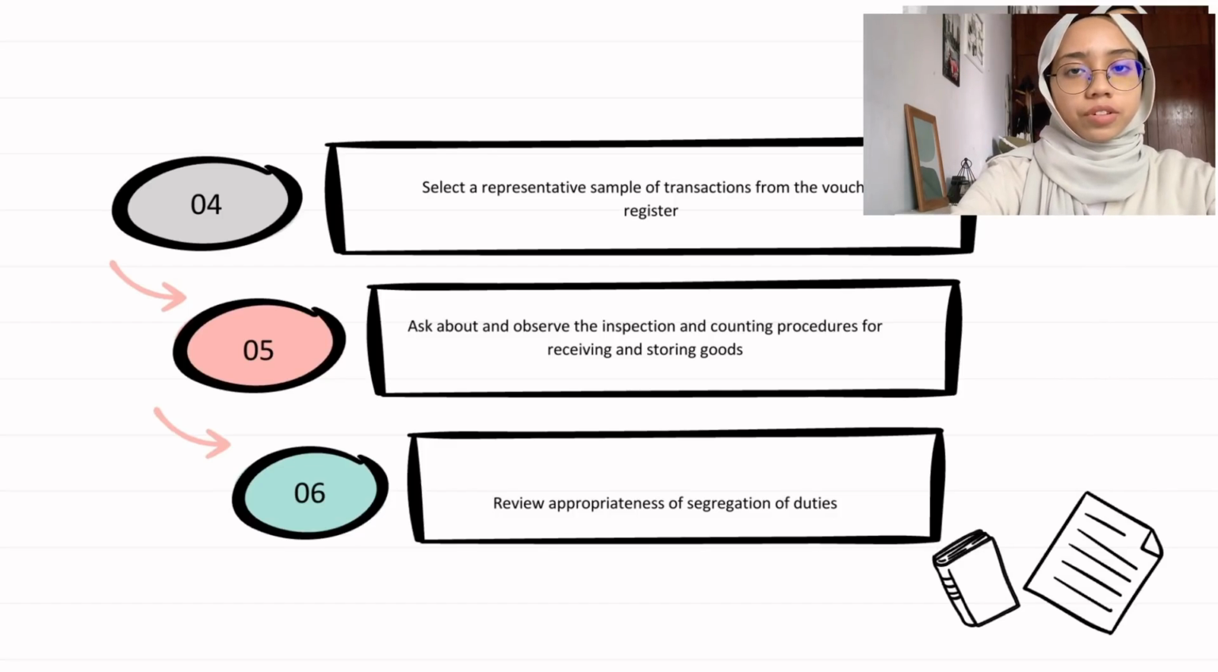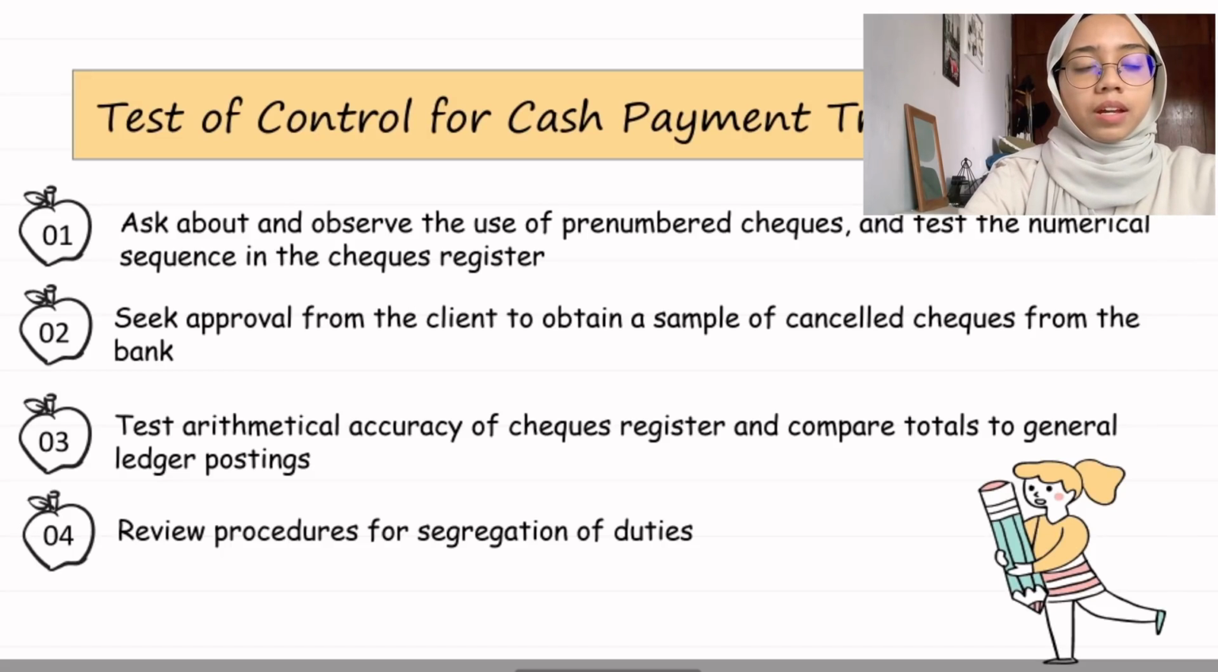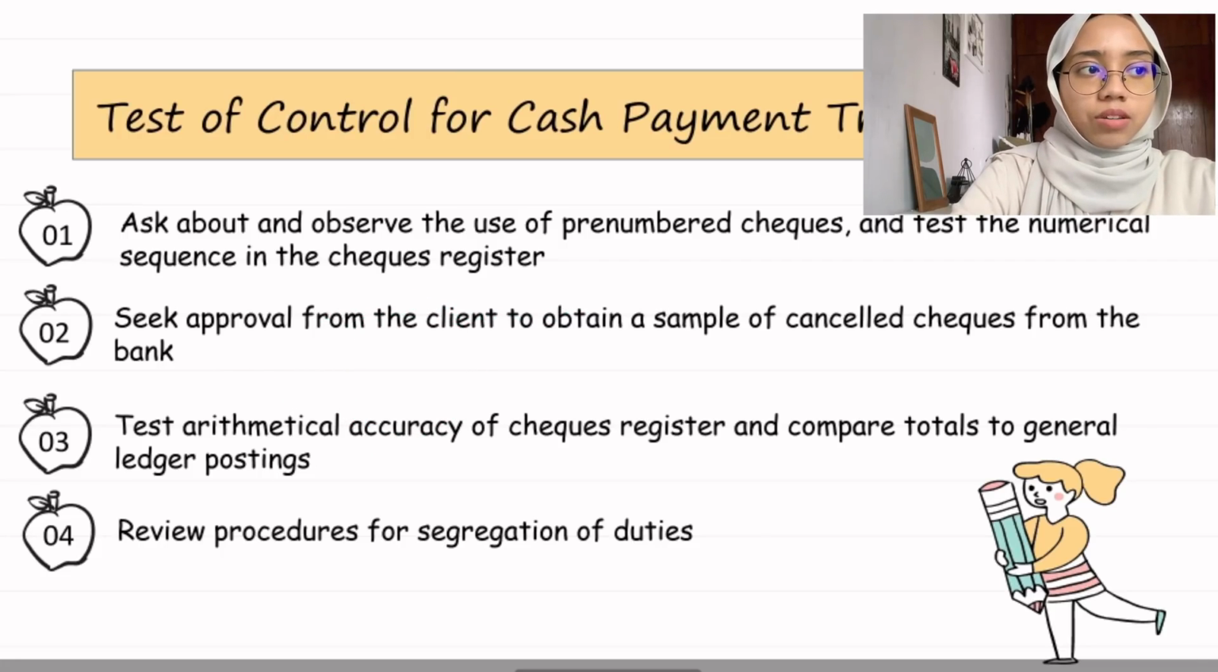Test of control for cash payment transactions. So the auditor needs to ask about and observe the use of pre-numbered checks and test the numerical sequence in the check register. Seek approval from the client to obtain a sample of cancelled checks from the bank. Test the arithmetical accuracy of the check register and compare totals to general ledger postings. And the last one is to review procedures for segregation of duties.